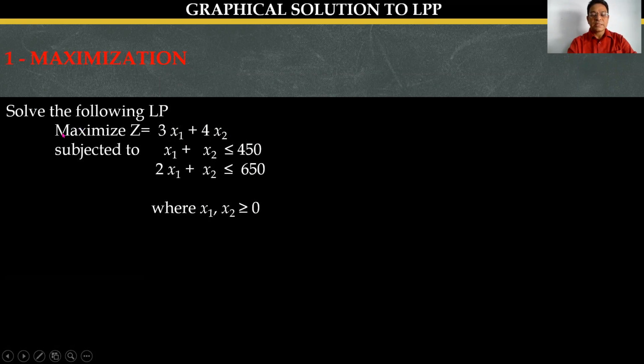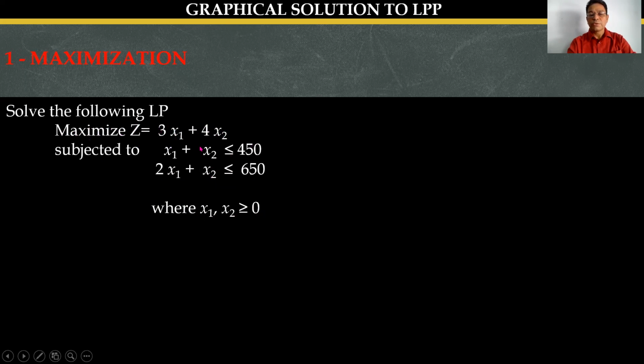And it reads like this: maximize z is equal to 3x1 plus 4x2 subjected to x1 plus x2 is less than or equal to 450, 2x1 plus x2 is less than or equal to 650, and x1, x2 are greater than or equal to 0. So if you have seen my earlier video, you know that this maximize z is equal to 3x1 plus 4x2 is the objective function. The objective is to maximize what? The value of z, which is obtained by these decision variables x1 and x2.